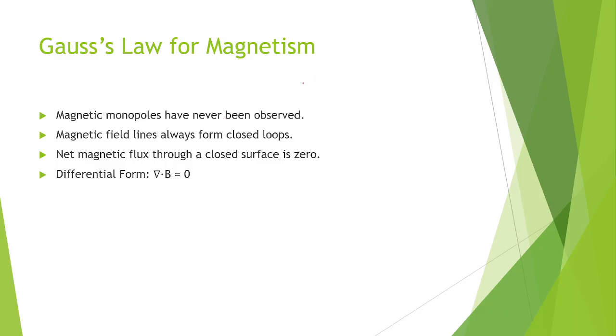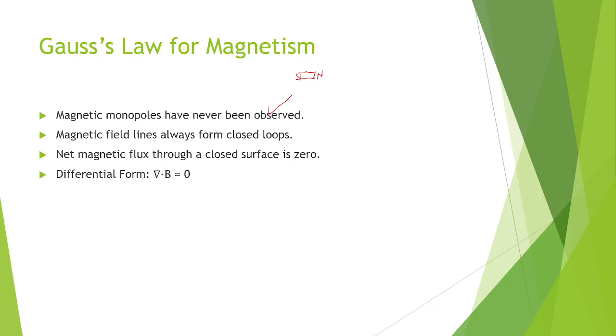Meaning, if you have a magnetic field, that will be due to a magnet with south and north poles. So you cannot separate the south and north. The first observation says that you cannot find a separate north pole or south pole. So magnetic monopoles have never been observed. So you cannot separate them.